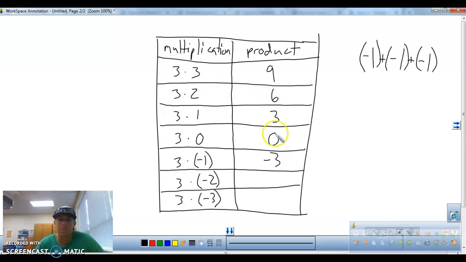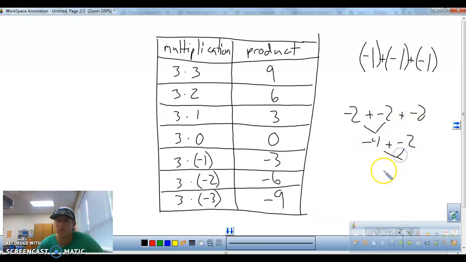So, following the same pattern, we've got 0, then negative 3. The next one, you're just going to know by the pattern, it's going to be negative 6 and negative 9, okay? Well, here we've got 3 sets of negative 2. Okay, so we'd have negative 2 plus another negative 2 plus another negative 2. Right here you get negative 4 plus another negative 2. These two you get a total of negative 6, which is what we got there.